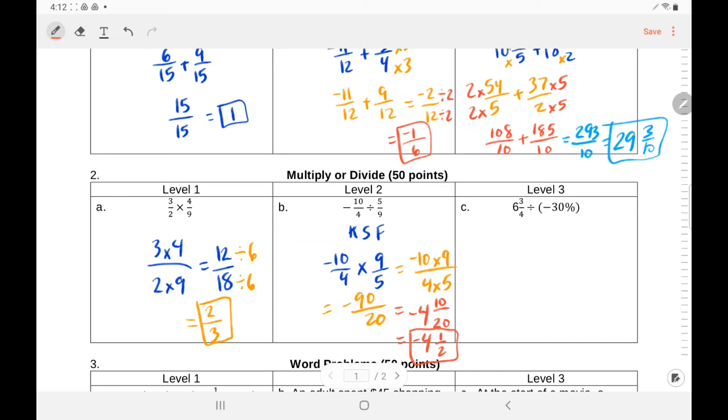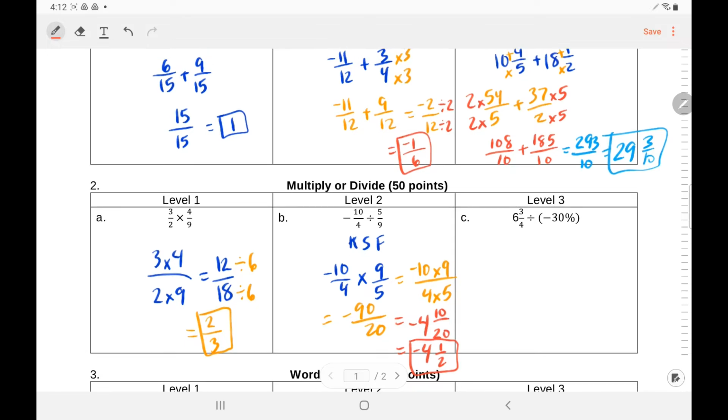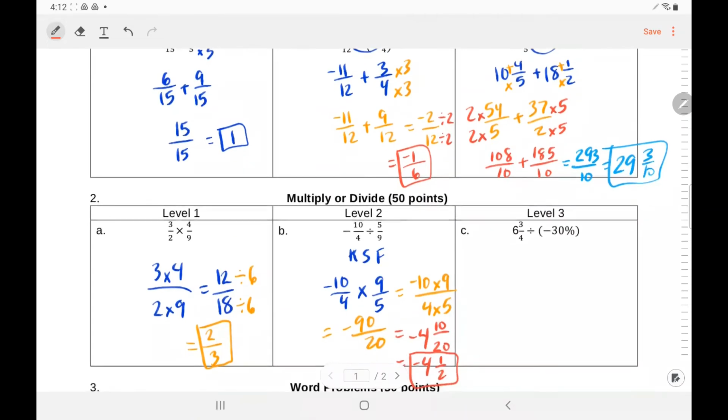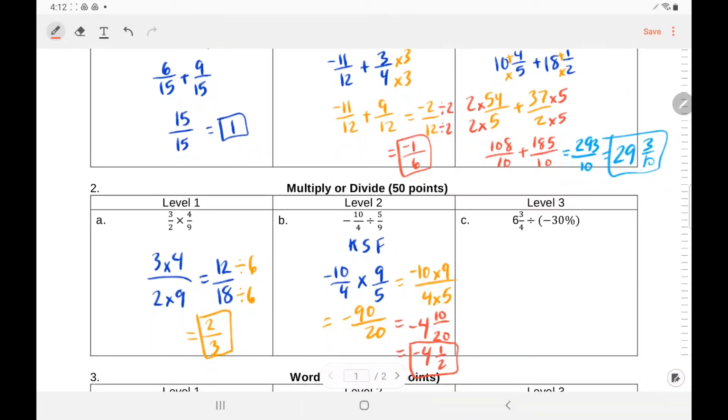Now for our next problem, we have 6 3/4 divided by negative 30%. In the last problem, we changed it into fractions. Let's try changing them into decimals this time. So 3/4 is the same thing as 0.75. When you think of money, 3/4 is 75 cents. So we have 6.75, and we're going to divide it by negative 30%. And percent, you just move the decimal over twice, and you get negative 0.3.